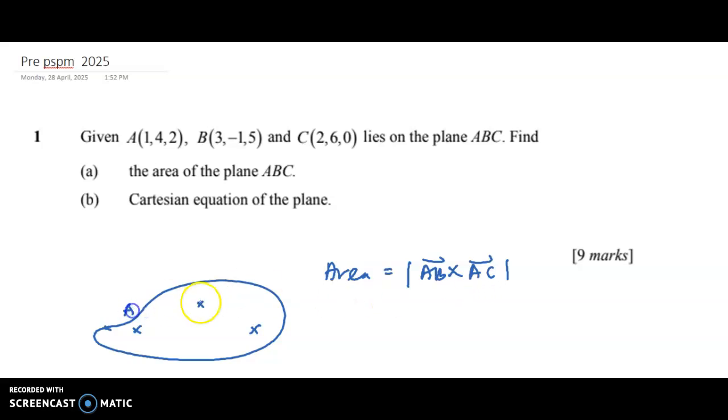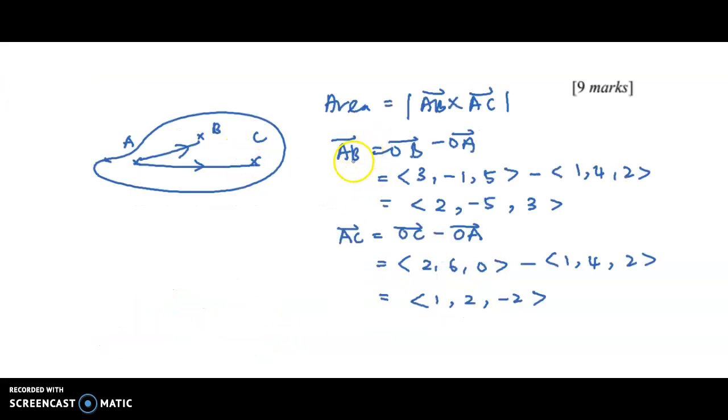Okay, say these are three points on the plane, we need to find AB cross AC. Alright, so to get AB, we need to find OB minus OA. Okay, after that, alright, after you get AB and AC, try to get its cross product.